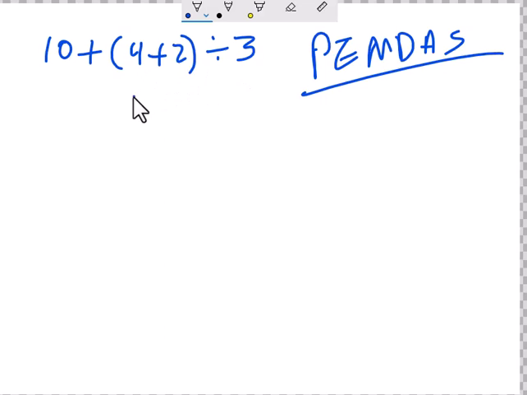So we always start with what's inside the parentheses. What's inside the parentheses here is the sum of 4 and 2. 4 plus 2 is 6. So now we have 10 plus 6 divided by 3. So we're done with the parentheses.